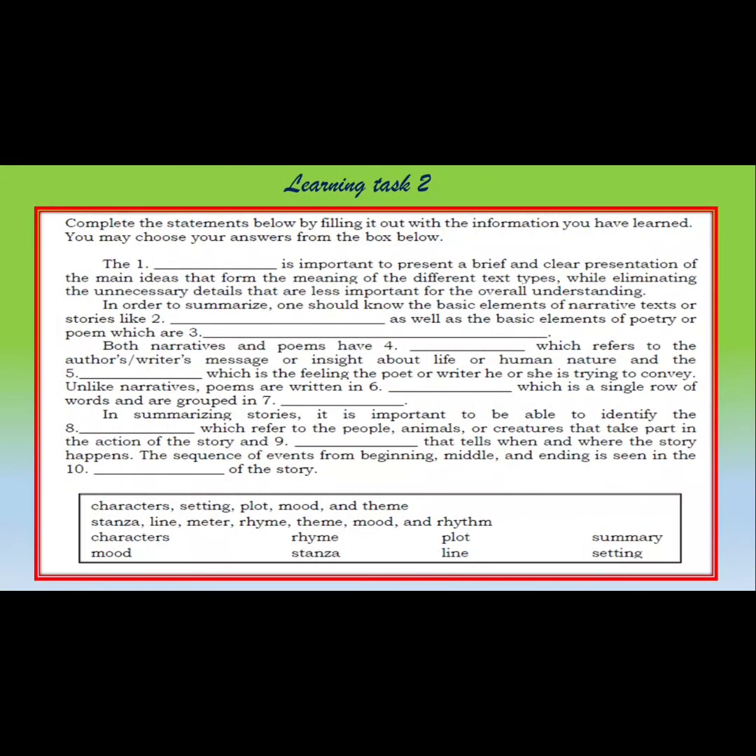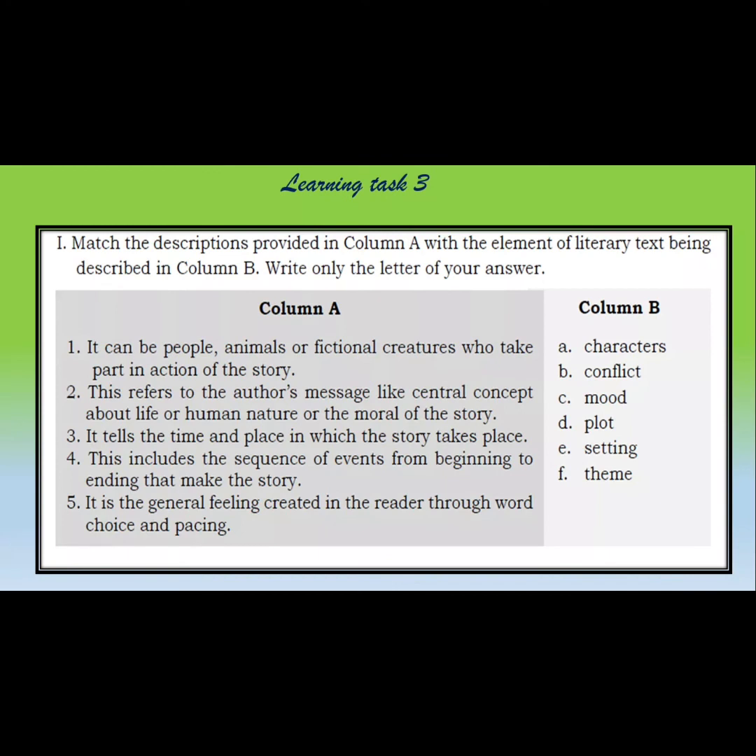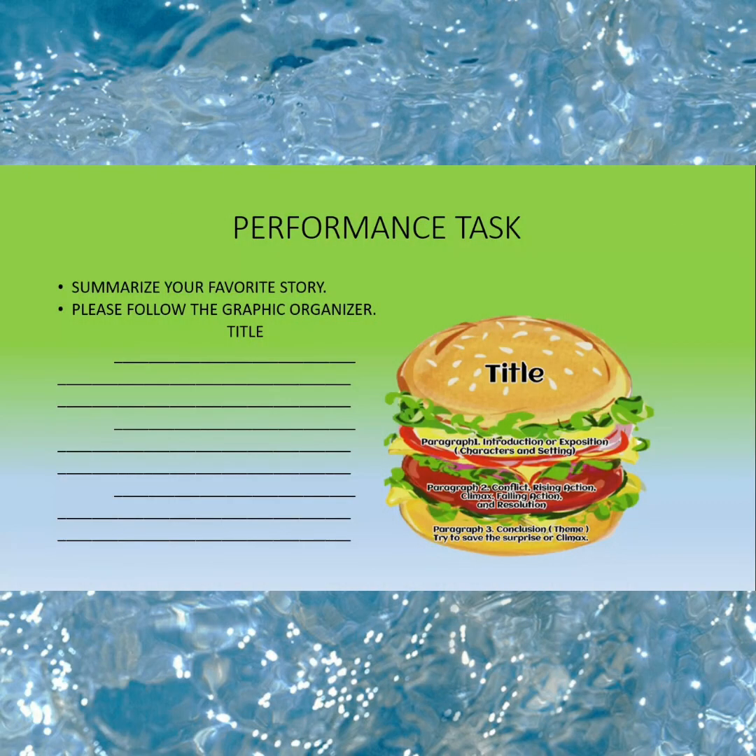And for learning task number 2, you need to complete the statement below by filling it out with the information you have learned. So you may choose your answer from the box below. And for learning task number 3, match the descriptions provided in column A with the element of literary text being described in column B. Write only the letter of your answer. Answer only lang lahat na activity sa notebook ninyo. And for your performance task for that lesson, summarize your favorite story. So, maghanap kayo ng pinakapaborito nyong story at tapos i-summarize nyo siya.